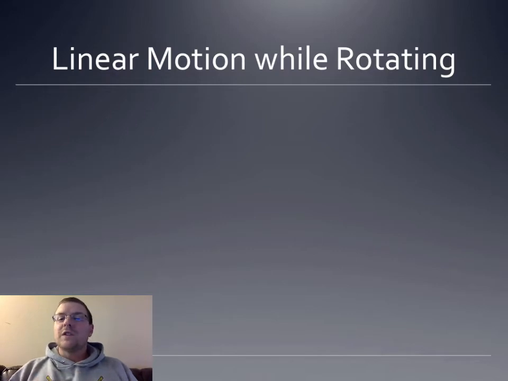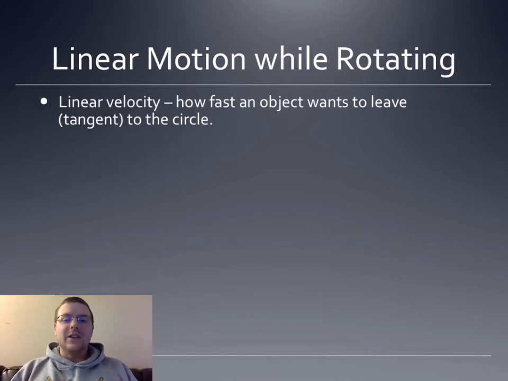However, different points on the circle will have different linear motions based on how far they are from the center point. So a linear velocity would be how fast an object wants to leave tangent to the circle. We said that objects don't like rotating and don't like staying in circular motion. They want to leave in straight line motion. So let's transform our rotating velocity into a linear velocity.